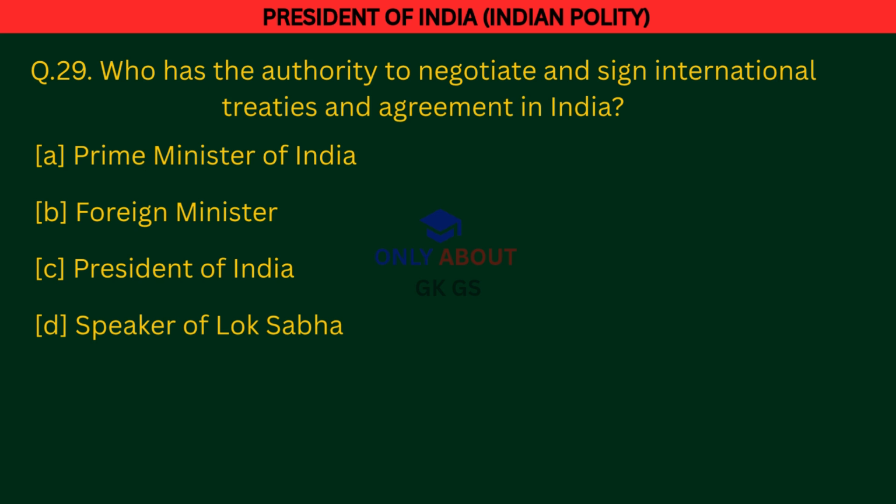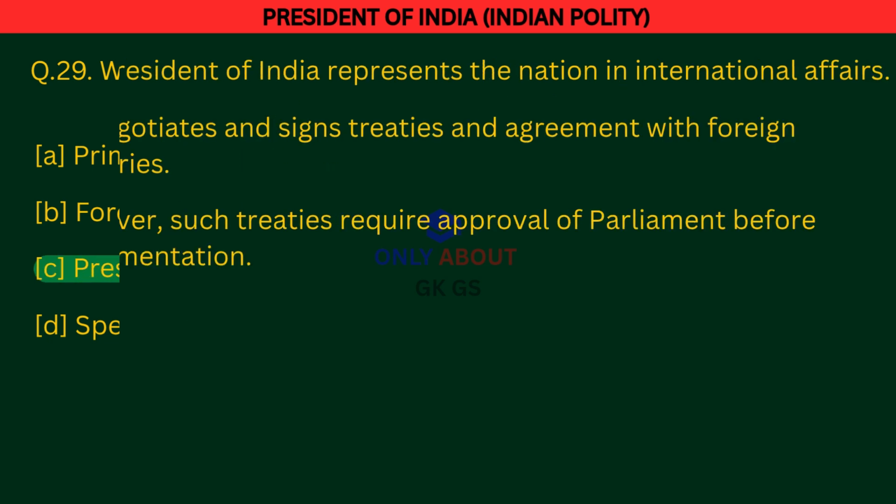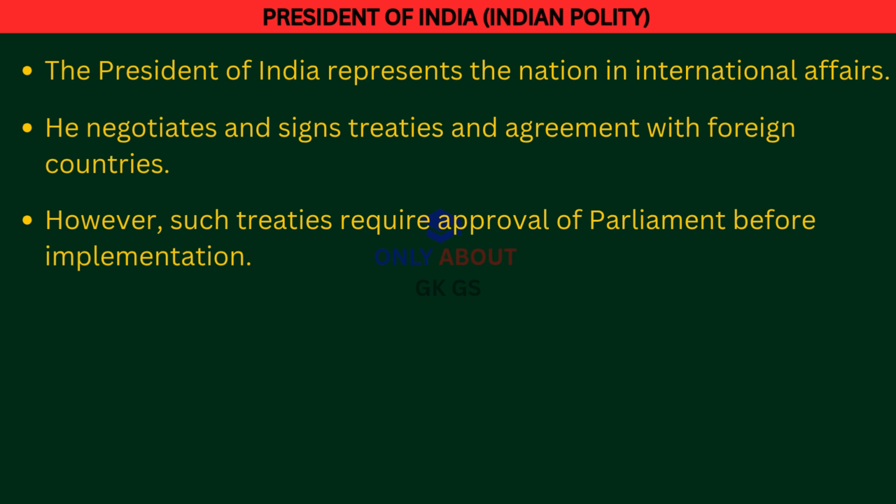Next question. Who has the authority to negotiate and sign international treaties and agreements in India? Correct answer: President of India. The President of India represents the nation in international affairs. He negotiates and signs treaties and agreements with foreign countries. However, such treaties require approval of Parliament before implementation.